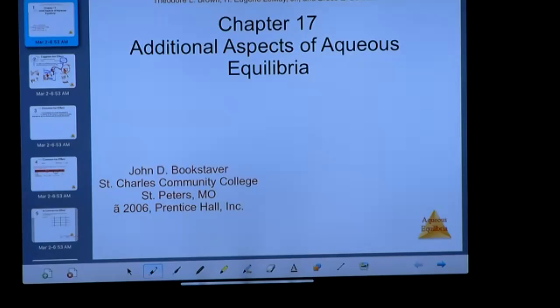Okay, chapter 17, additional aspects of aqueous equilibria. This chapter has the content that is most likely to actually be on the AP test of any chapter so far. Well, chapter 4 is so broad that yes, it'll be on there, but like specific problems, this is very likely where they're coming from. All right, let's get after this.